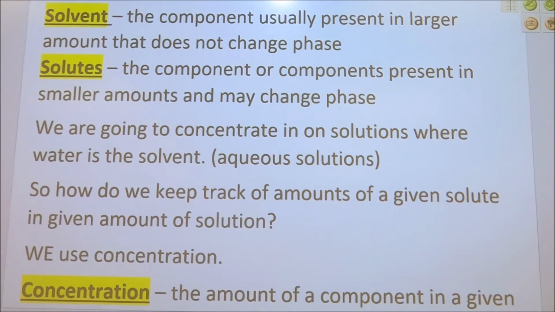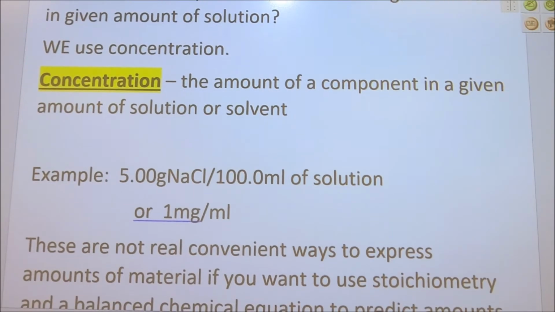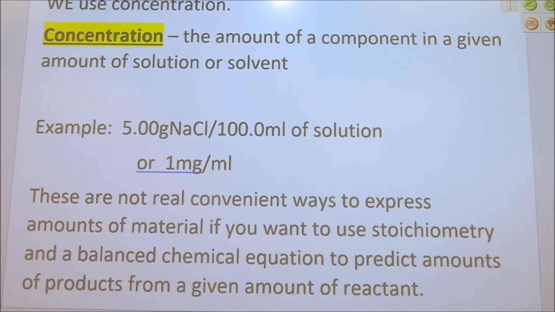So, how do we keep track of amounts of solutes in a given amount of solution? Well, we're going to use concentration. Here, when we use the word concentration, we're not talking about thinking real hard about something, okay? Concentration for us in chemistry means the amount of a component in a given amount of solution or solvent. For example, I could say that I have 5 grams of sodium chloride in 100 milliliters of solution. Or I could say that I had 1 milligram of something in 1 milliliter of solution.